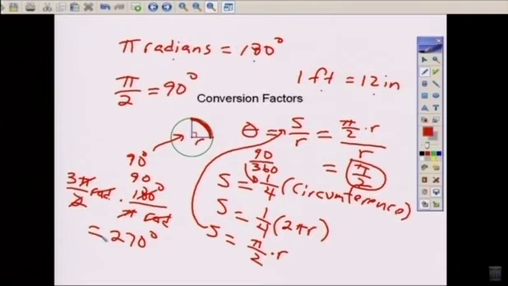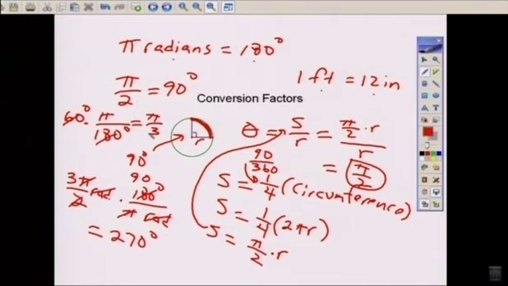Now, if I wanted to go from degrees to radians, like if we started with 60 degrees, we're going to use the same conversion factor. We are just going to put the degrees in the denominator and pi radians in the numerator. And this becomes pi over 3 radians.